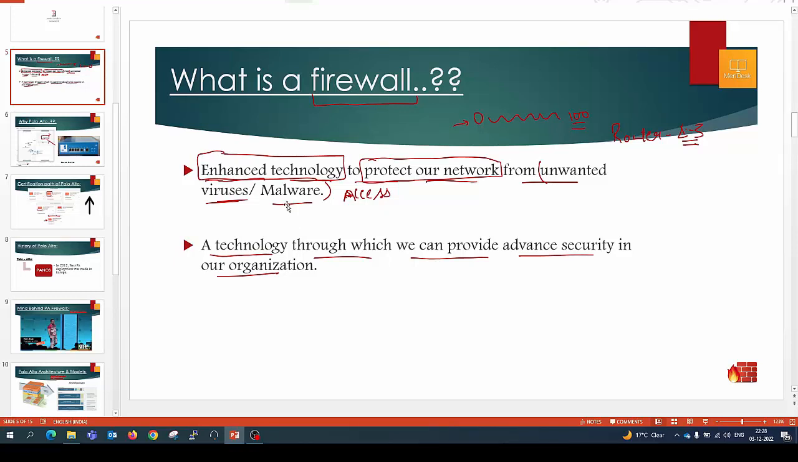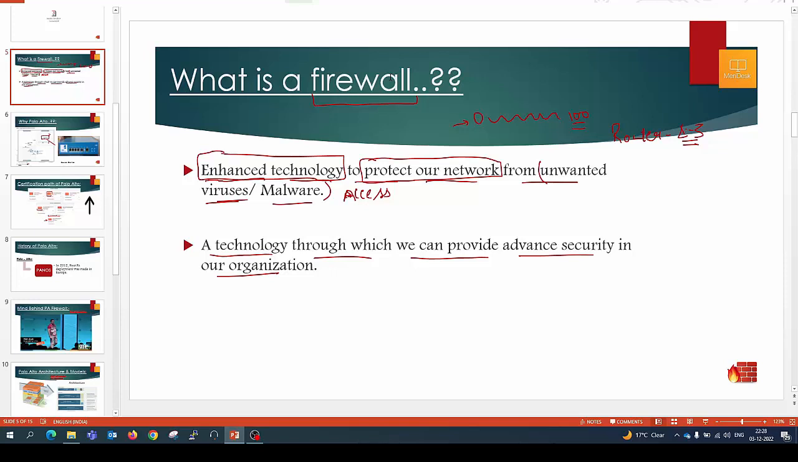Now, if we talk about the next generation firewall, that means your Palo Alto, your Checkpoint, your Cisco Firepower. These are examples of next generation firewalls. What do you mean by next generation firewall? Earlier, the firewall used to work on layer 3. Nowadays, the firewalls that are coming can filter the traffic on layer 7, which is the application layer of the OSI model, right?